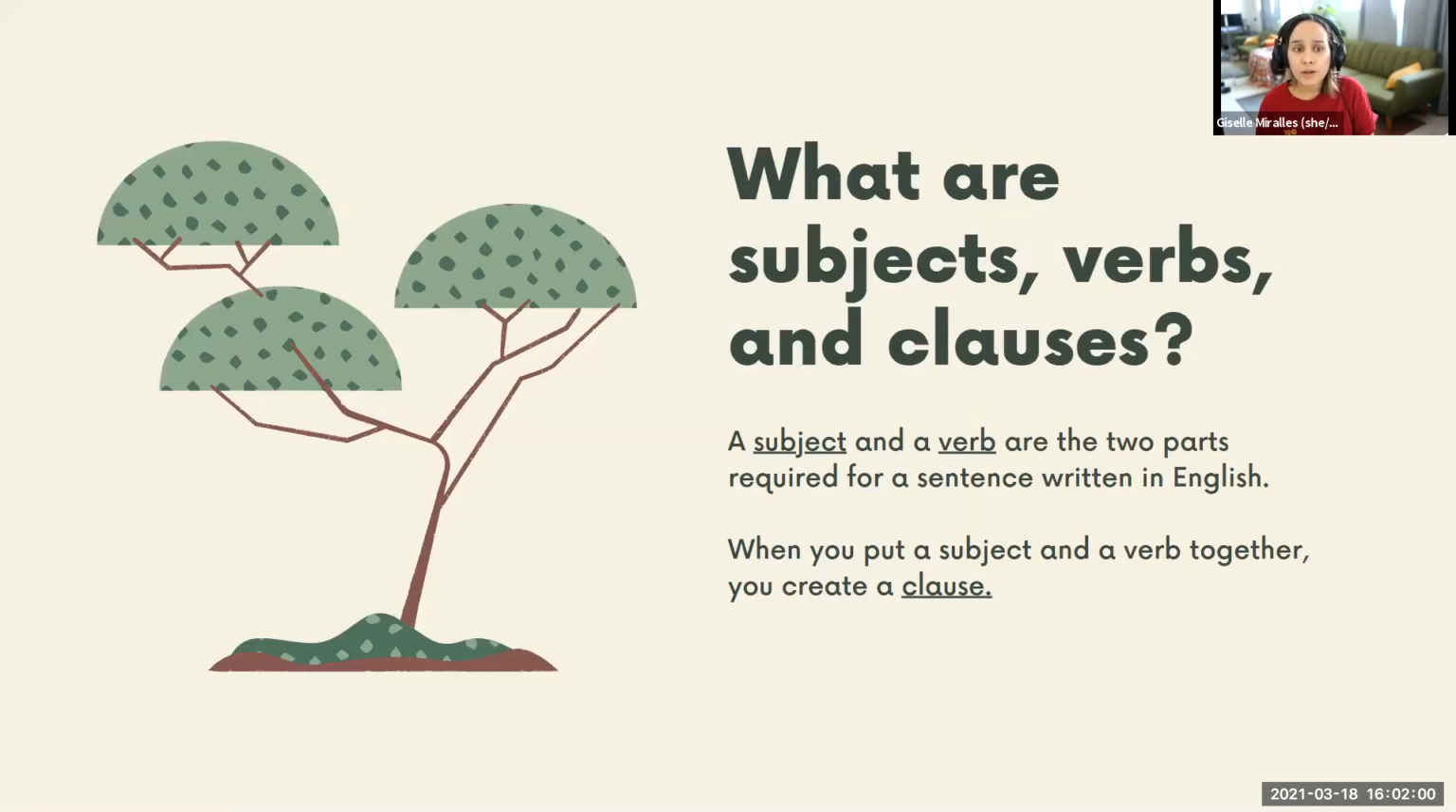So to begin, what are subjects, verbs, and clauses? A subject and a verb are two parts required for a sentence written in English. So this means that every sentence you read has a subject and a verb. When you put a subject and a verb together, that's what creates a clause. Clauses can be either independent or dependent, and I will get into the differences between the two later on in this workshop.